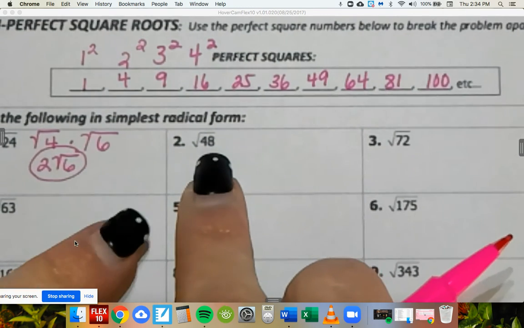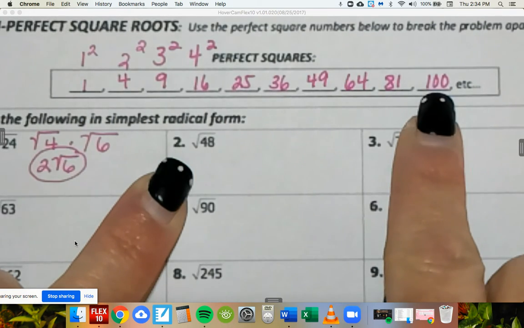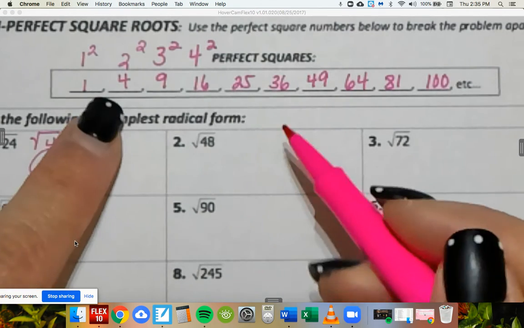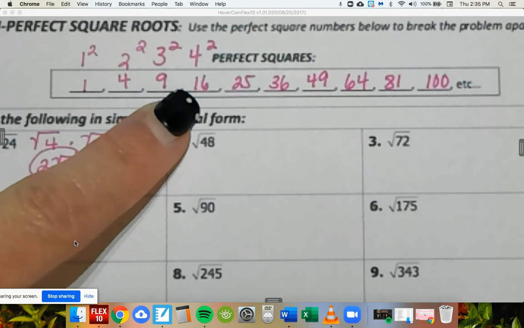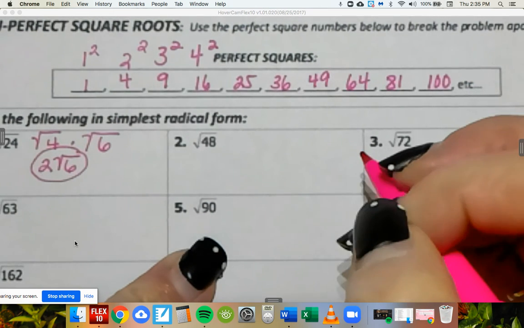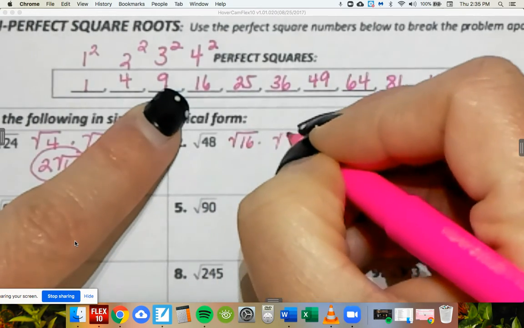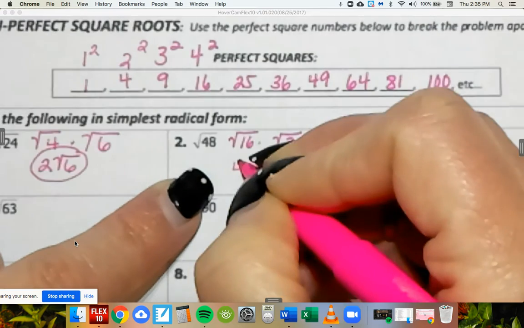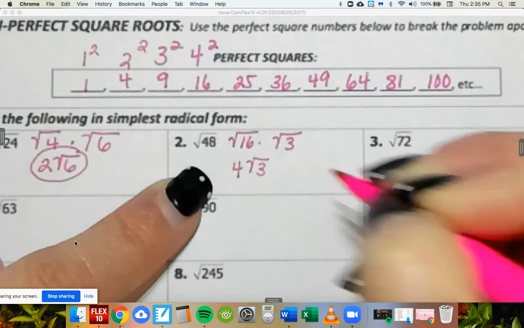Let's do 48. So you can look up here and you can ask yourself, are any of these perfect squares factors of 48? And the answer is yes. Actually, there's more than one, right? You could do 4 and 12, or you could do 16 and 3, okay? Let's do 16 and 3. Right? Because 16 times 3 is 48. What's the square root of 16? 4. What's the square root of 3? I don't know, something really ugly. So you leave it as the square root of 3. 4 square roots of 3.